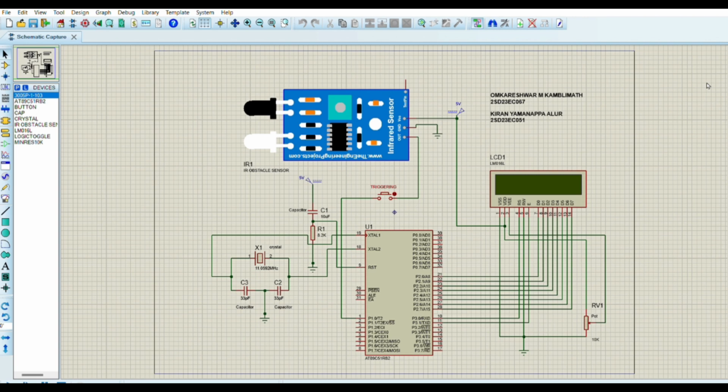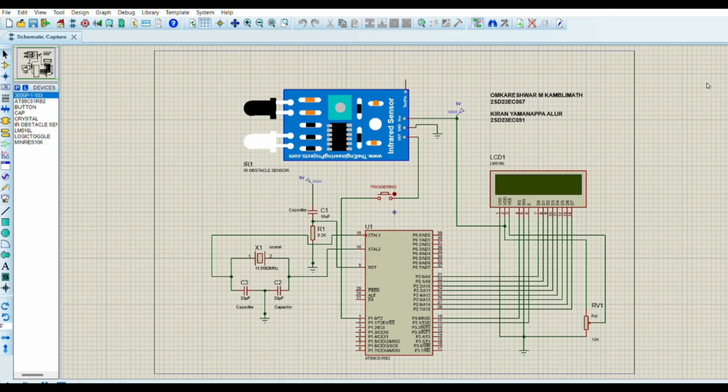When the system is powered on, the 8051 microcontroller begins by initializing the LCD display. The LCD is connected to port 2 for the data lines, and two control pins RS and EN are connected to port 3. The LCD shows the starting message, object count, and displays the initial count which is 0.